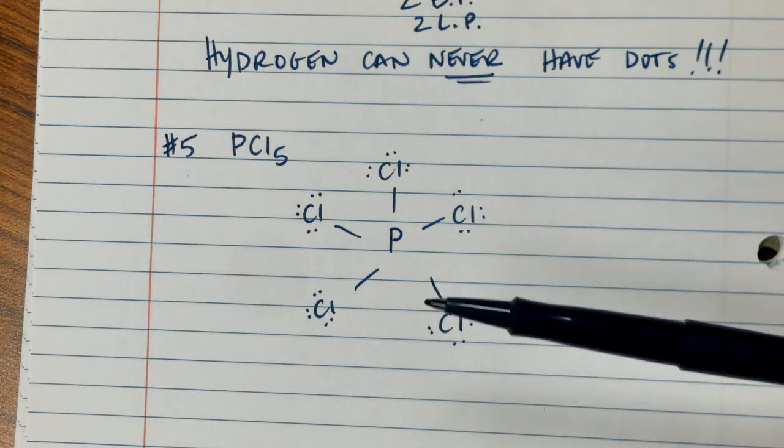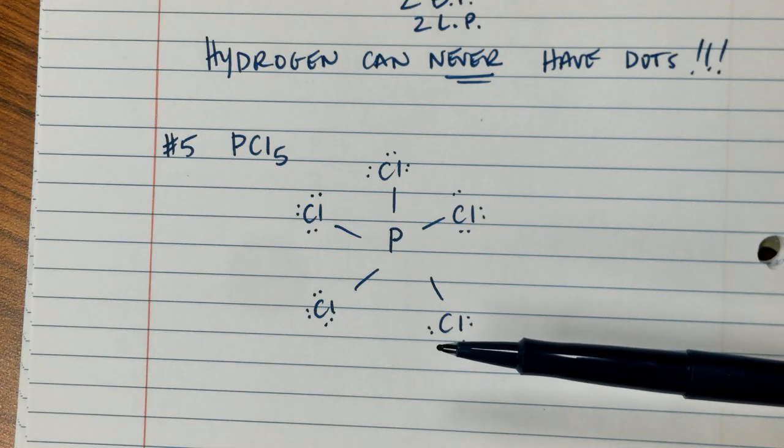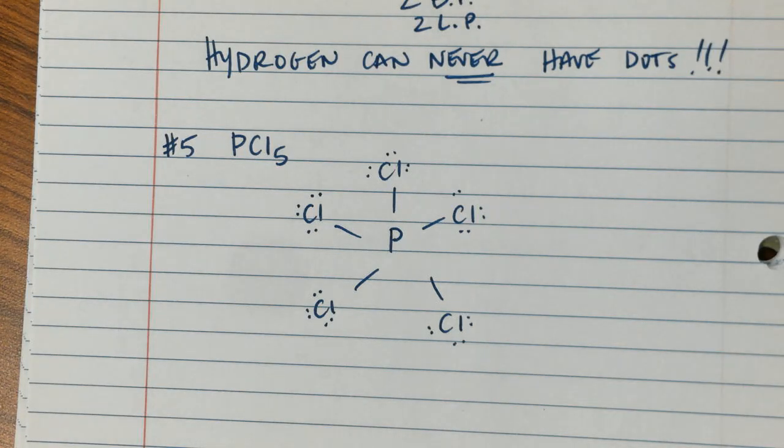Why do you think period 3 or below? Talk to your table. See if you can come up with why they get to have more than periods 1 and 2. Why do elements in period 3 and below get to have an expanded octet? Why do they get to have more than 8?